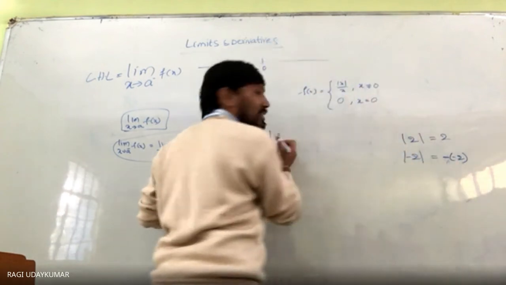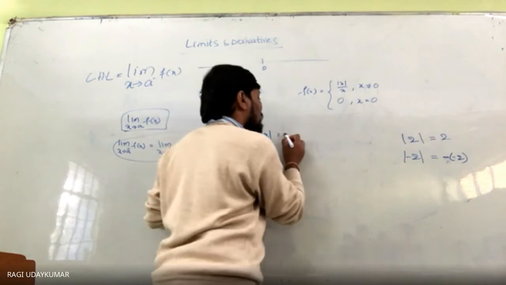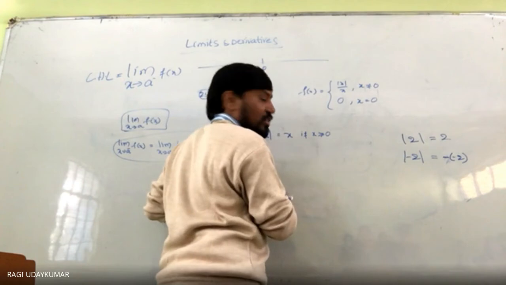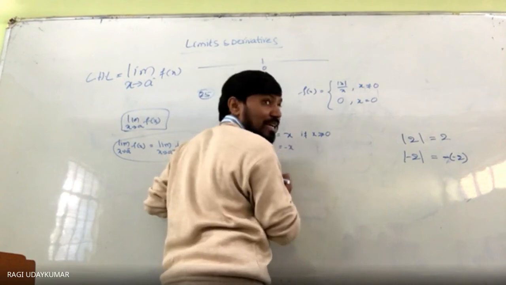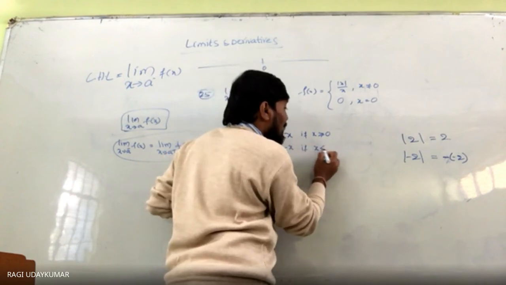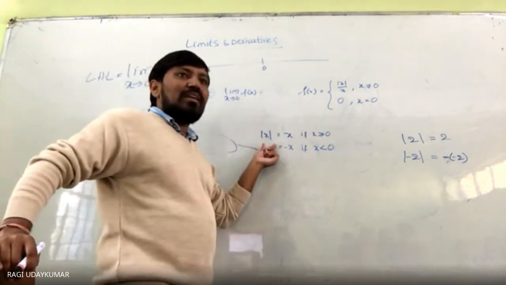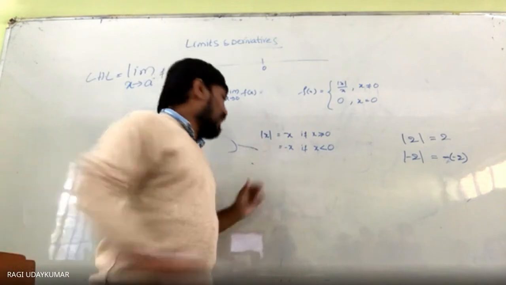So the definition of mod x is given as: mod x is equal to x if x is greater than or equal to 0, and mod x is equal to minus x if x is less than 0. Mod x is nothing but the number we get; is it negative or positive?